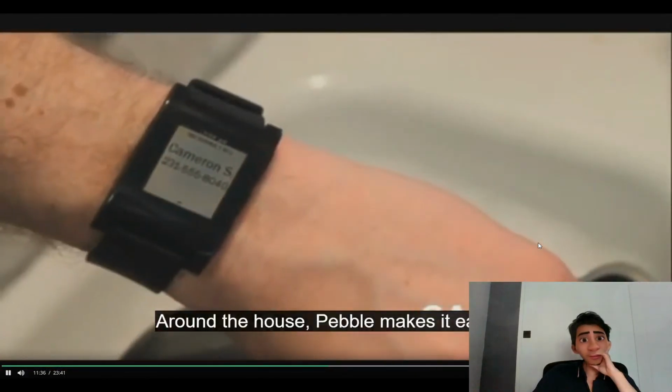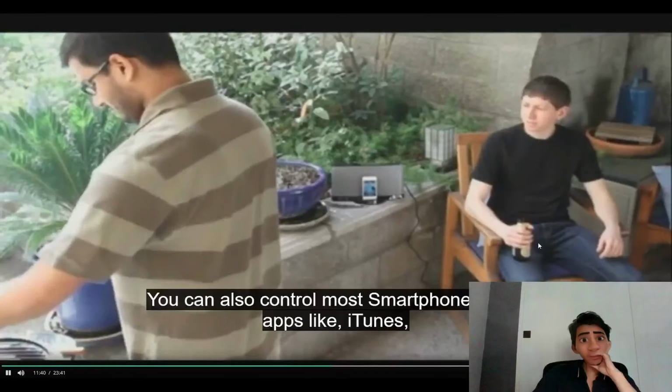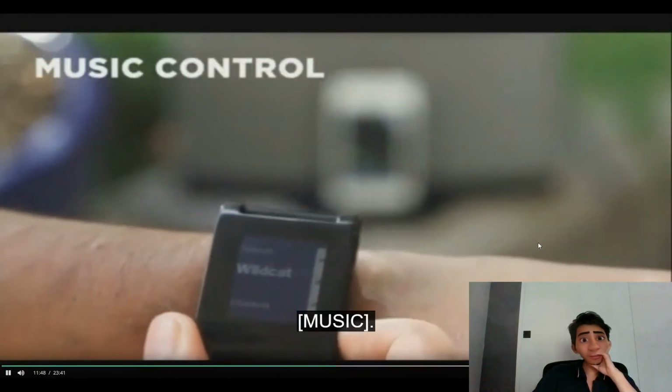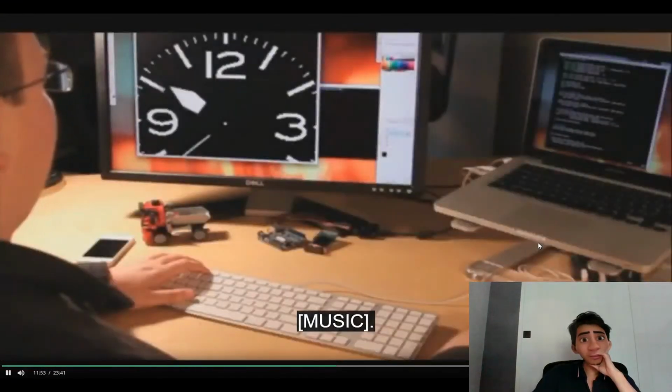Around the house, Pebble makes it easy to see who's calling while your hands are full. You can also control most smartphone music apps like iTunes, Spotify, Pandora, Google Music, and more right from your wrist. These apps are just the start.